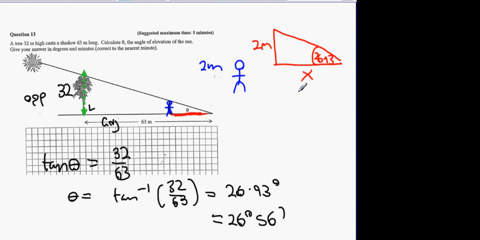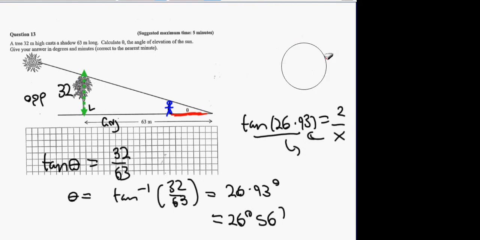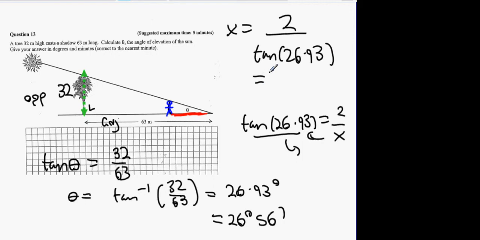Now guys, how would you do this then? It's going to be tan what? Tan 26.93 equals opposite, which is 2, over adjacent, which is X. Bring the X up and bring the tan 26.93 down. And what you're going to get is this, guys: X is equal to 2 divided by tan 26.93. And what that turns out to be is 3.93 meters. Okay? So look, that's the shadow.